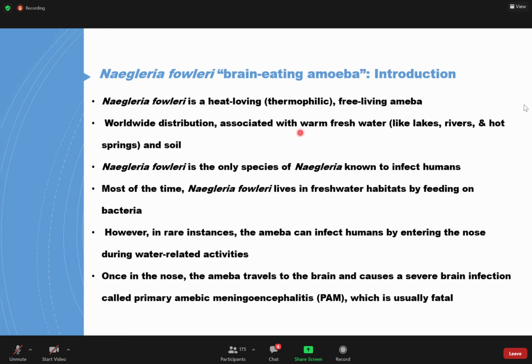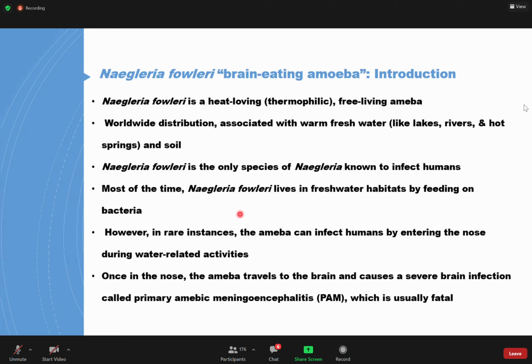And because it's thermophilic, it's usually associated with warm, fresh water, like you have in lakes, rivers, and hot springs in the tropics and the subtropics. It can also be found in muddy soil, so it loves moisture. The organism Naegleria fowleri is the only species of this genus that is known to cause infection in humans. And most of the time, you find it associated in freshwater habitats. And when it is living a non-parasitic life cycle, it's feeding on bacteria present in the environment.